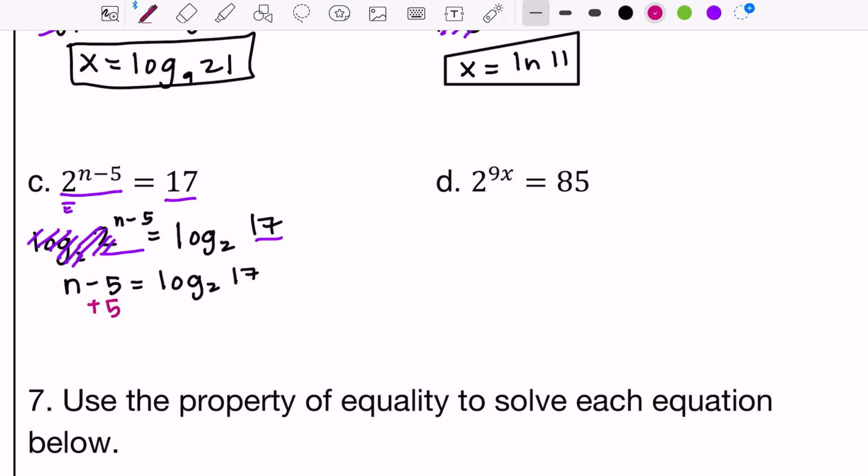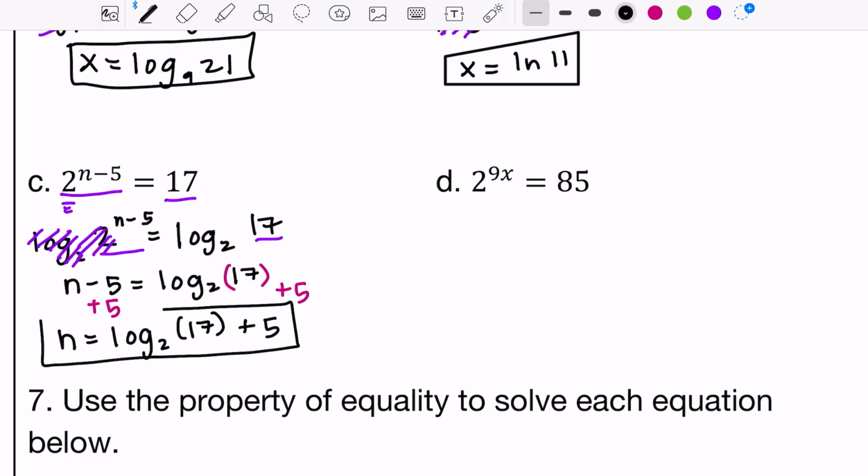The m is not by itself yet, so I'm going to add 5 to both sides. When I do that, I'm going to make sure to put parentheses around the argument of the logarithm, because the 17 belongs to that log base 2, but the 5 doesn't, so they're not like terms, so I cannot combine them.